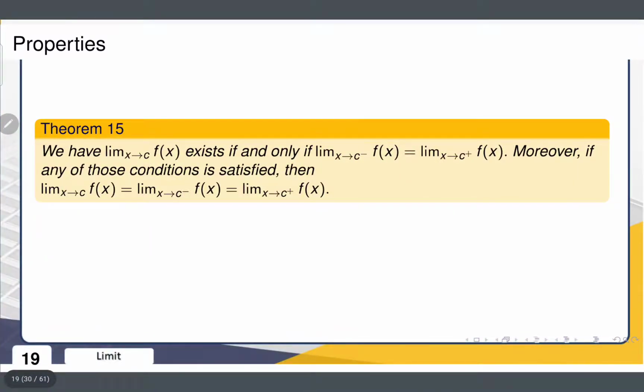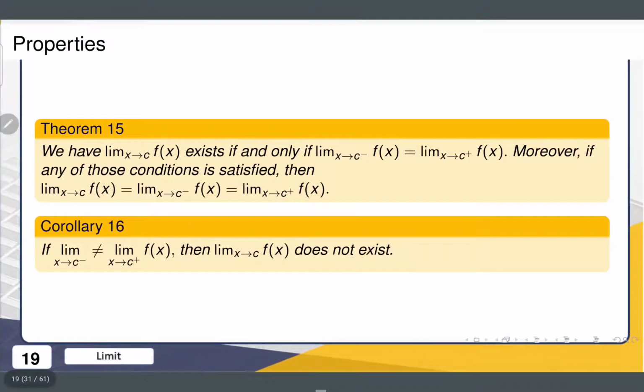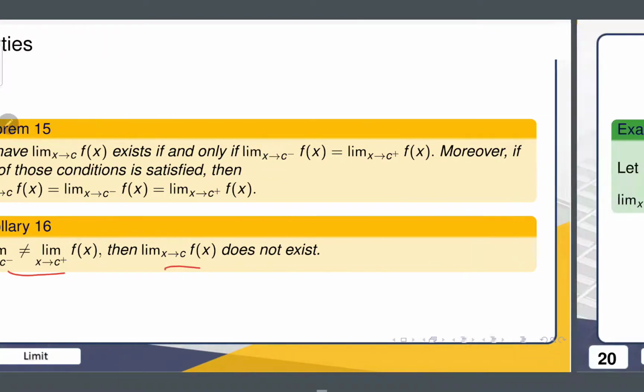And what is the property? If the limit as x approaches c of f(x) exists, the sufficient and necessary condition is that the left-sided limit and the right-sided limit are the same. So if they are different, then the limit as x approaches c of f(x) does not exist.